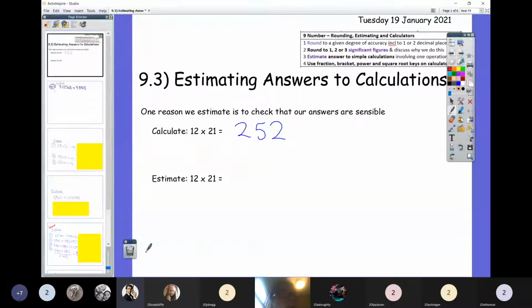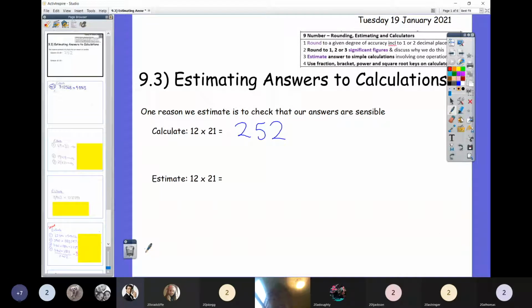Okay, so in the first lesson we had a look at decimal places, rounding to 1 or 2 decimal places, and then last lesson we were rounding to significant figures. Now what we're going to be doing today is estimating answers to calculations, and we do this all the time in day-to-day life.